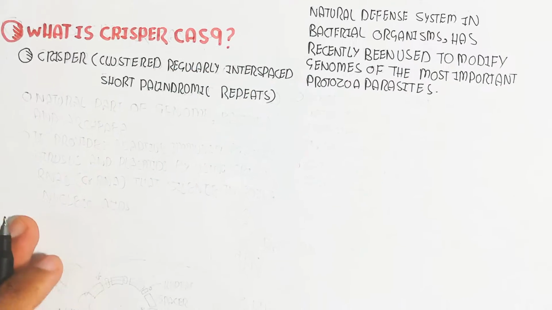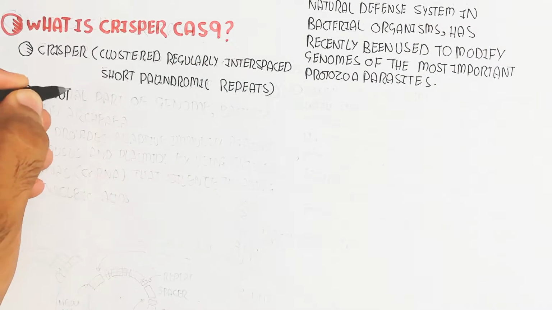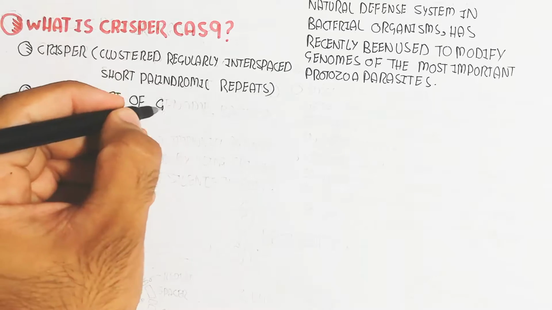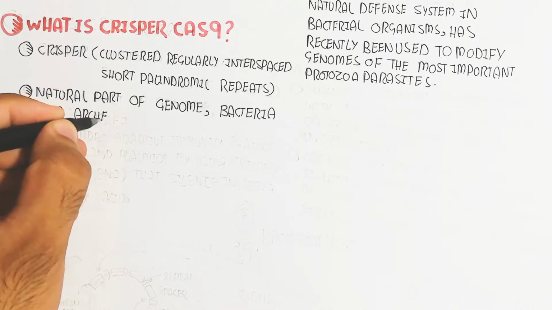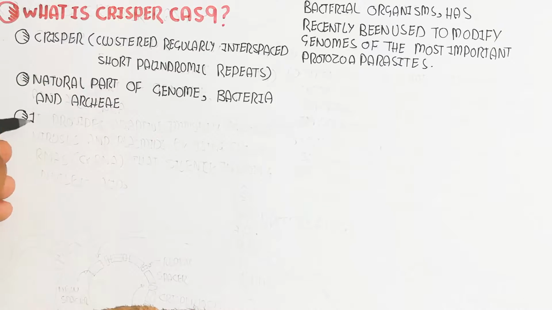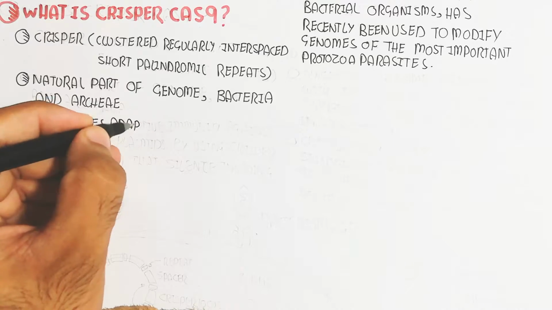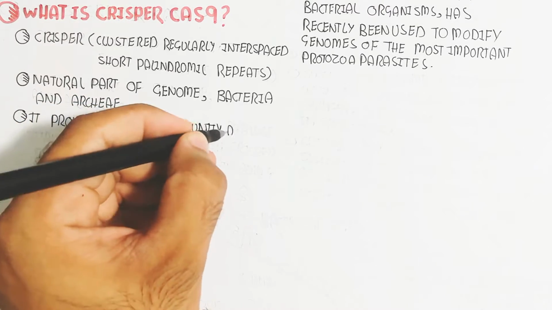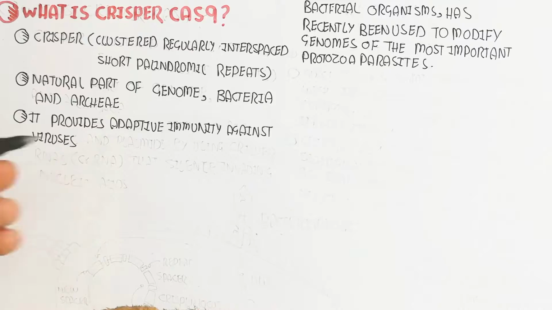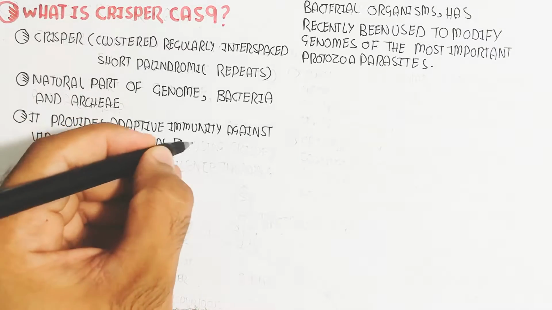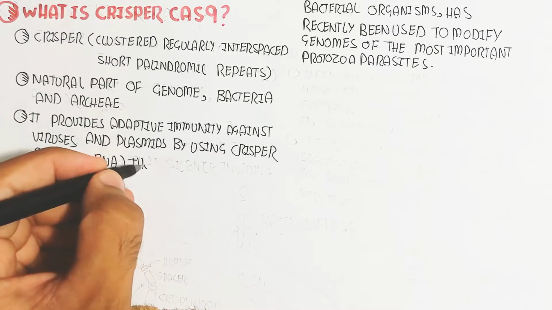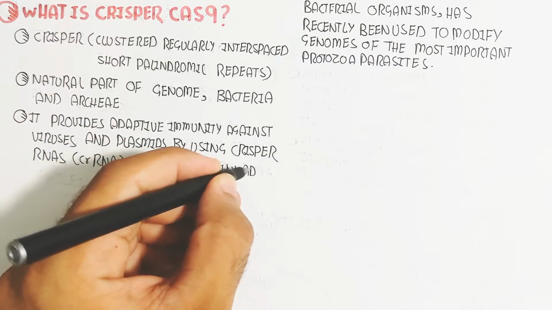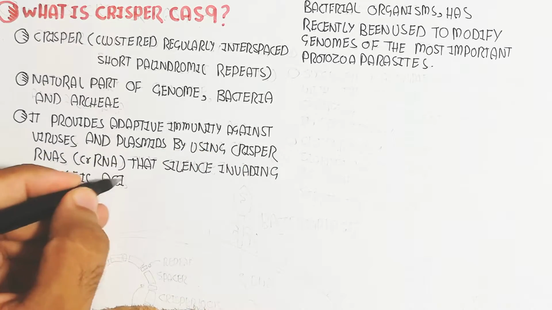First of all, it is a natural part of the genome, and bacteria and archaea are the major examples for CRISPR-Cas9. It provides adaptive immunity against viruses and plasmids by using CRISPR RNAs. CRISPR RNA silences invading foreign nucleic acid, for example from a bacteriophage. So remember, CRISPR-Cas9 is part of the adaptive immune system in bacteria, the same as B memory cells, B cells and T cells in the human body.